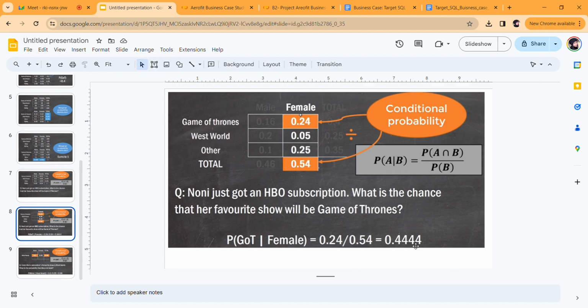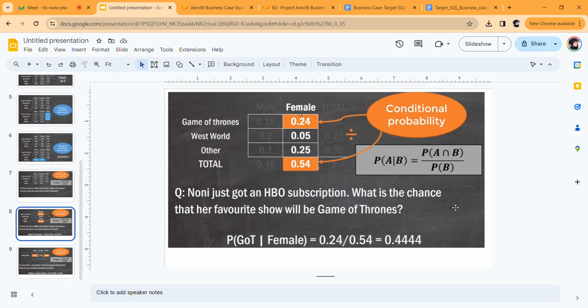On top of that, if I want to know how many females are interested in Game of Thrones, we will divide the A ∩ B. This A ∩ B is Game of Thrones and female, which is 0.24, divided by the total females. Are you getting this concept? Does anyone have any questions here?